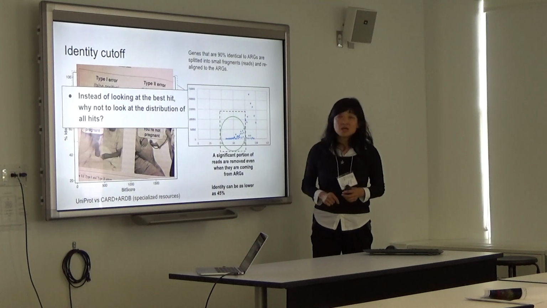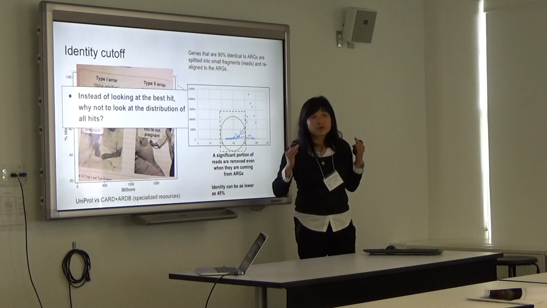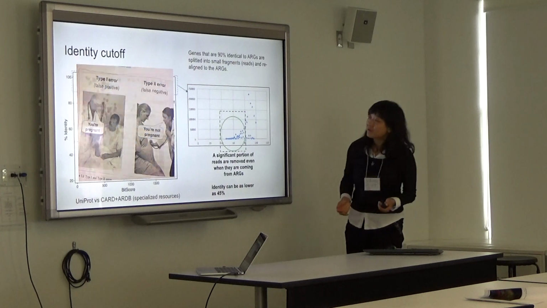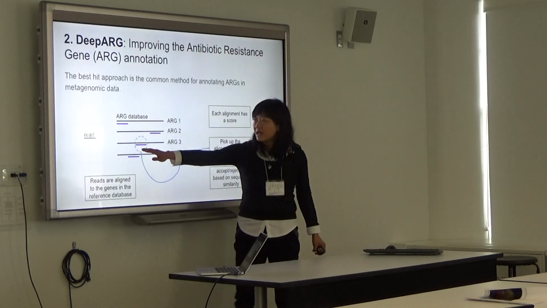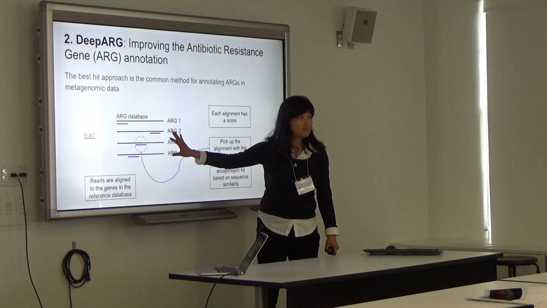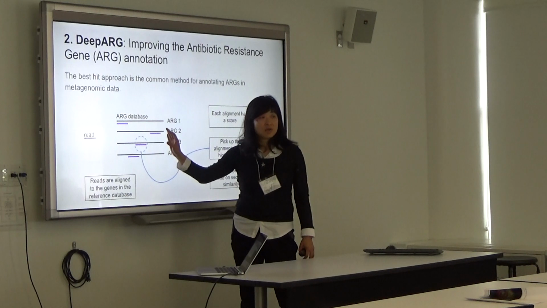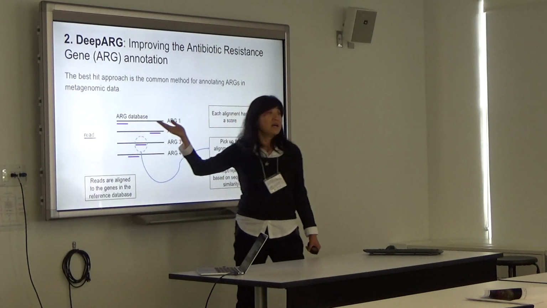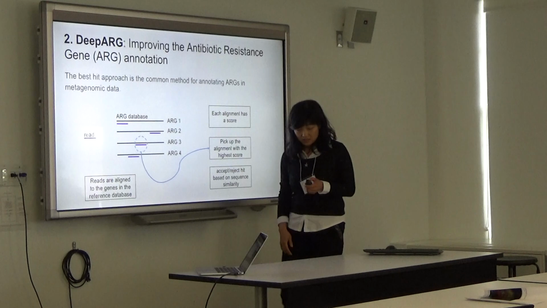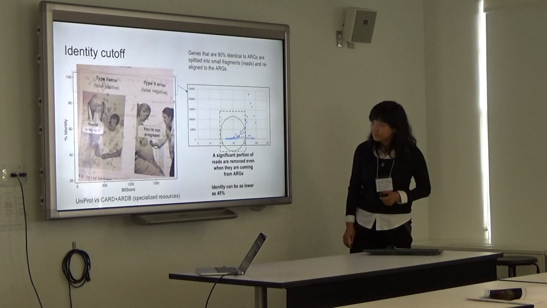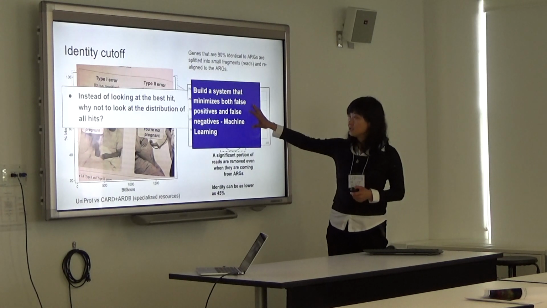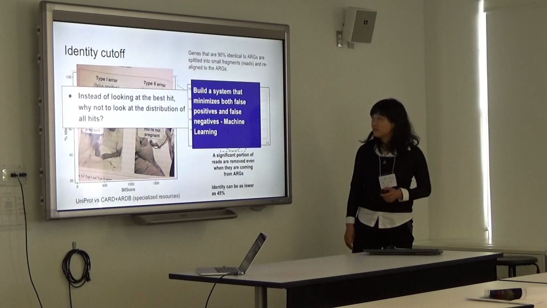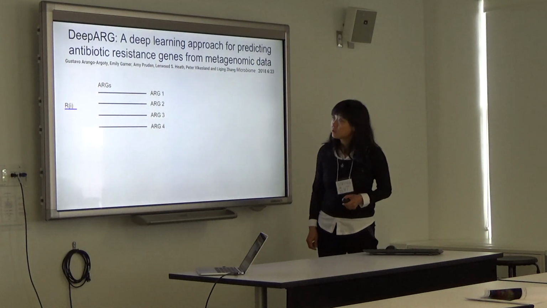So we propose a solution using a machine learning approach to predict ARGs by taking into account the distribution of all the hits. If you remember my previous graph, when we annotate, we have this read and match it to this library of ARGs, right? So we'll have some distribution of these hits, some distribution of the identity scores. So instead of looking at the highest score, the best hit, we want to look at the distribution of these scores. So we introduce the DeepARG system that can minimize both false positives and false negatives using a deep learning approach.